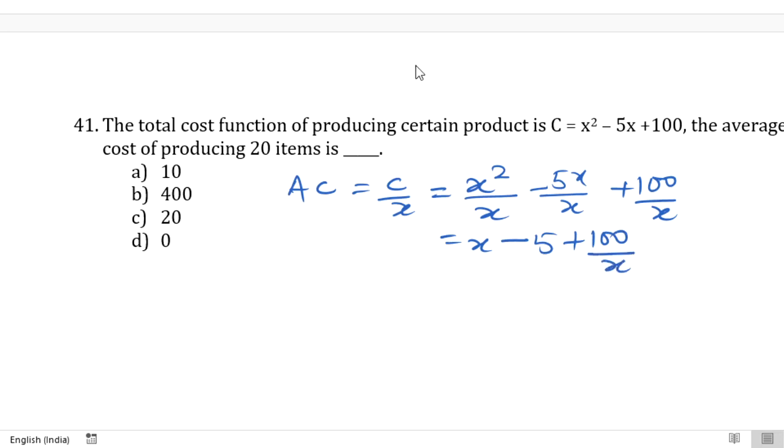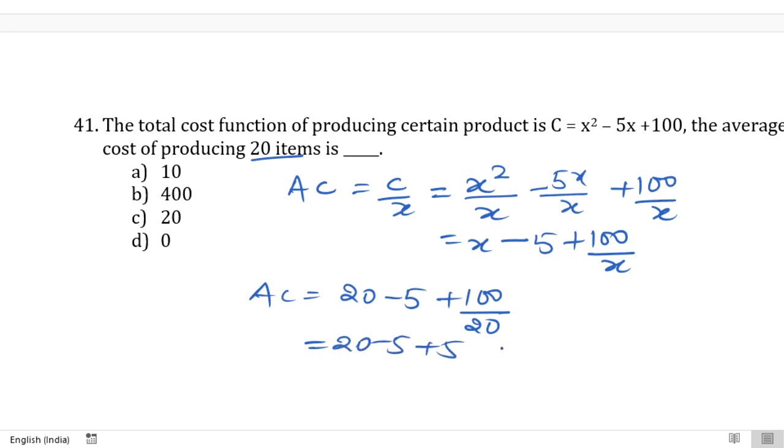Now what is the value of X? X is the number of units produced, that is X is 20. So average cost is 20 minus 5 plus 100 upon 20, right? So it's 20 minus 5 plus 5 and that gives me the answer as 20. So what is the answer? Answer is C, that is 20. So average cost is 20. Moving on to the next question.